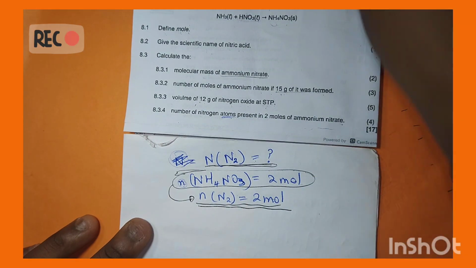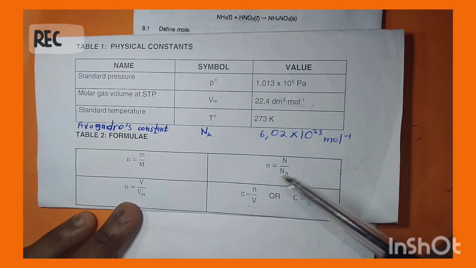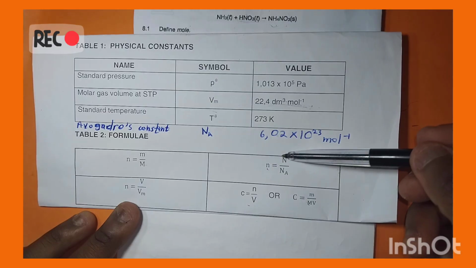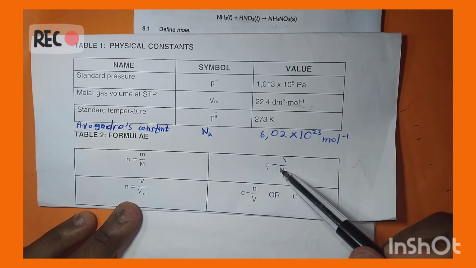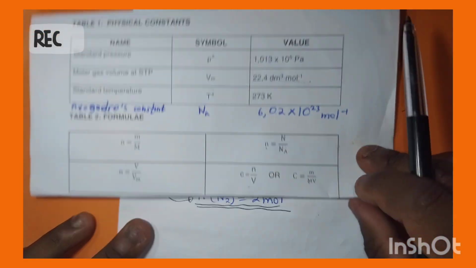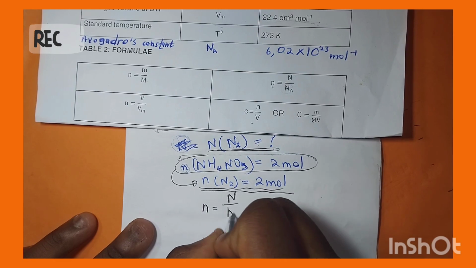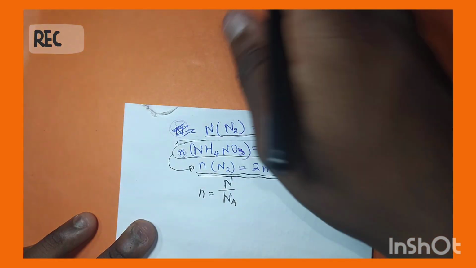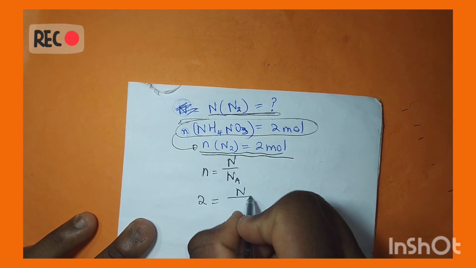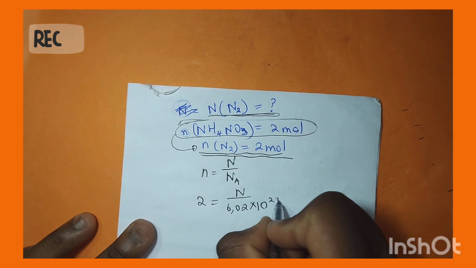So what you will do, guys, is use this equation, which is suitable for this question. They give you moles, and they ask for a number of particles, which is the same as the number of atoms. This constant is your Avogadro number. You can just use it: n equals N over N_A. Then you can substitute. It's 2 moles, and you know Avogadro's number: it's 6,02 multiplied by 10 to the power 23.